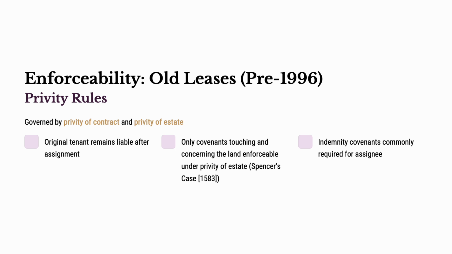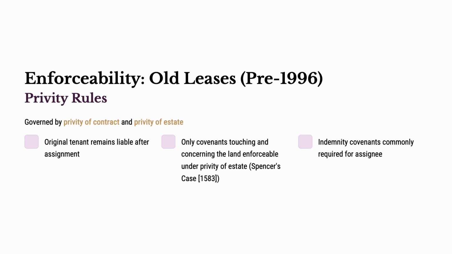So indemnity covenants are commonly required on assignment. When the original tenant assigns, they require the assignee to covenant to indemnify them for any future breaches. If someone comes after 70 years, you already have an indemnity from someone. So this creates a chain of indemnities, with difficulty enforcing against remote assignees. So that may be difficult. Understanding old lease rules remains important because many pre-1996 leases continue in existence.